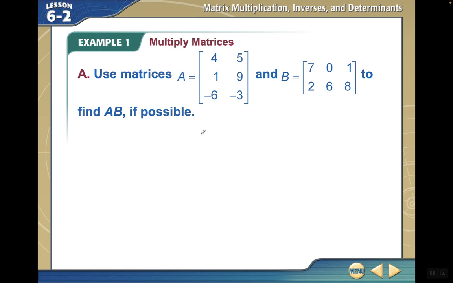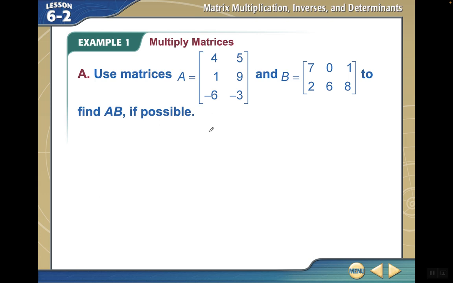And matrix multiplication does not work with the commutative property. So like where you could take 3 times 4 equals 4 times 3, no. Matrix A times matrix B does not necessarily equal matrix B times matrix A. And sometimes you can't even multiply them.